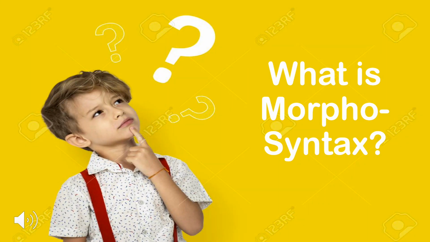What is morphosyntax? Morphosyntax is the system of the internal structure of words, which is the morphology portion of it, and the way in which words are put together to form phrases and sentences, which is the syntactic portion of it.